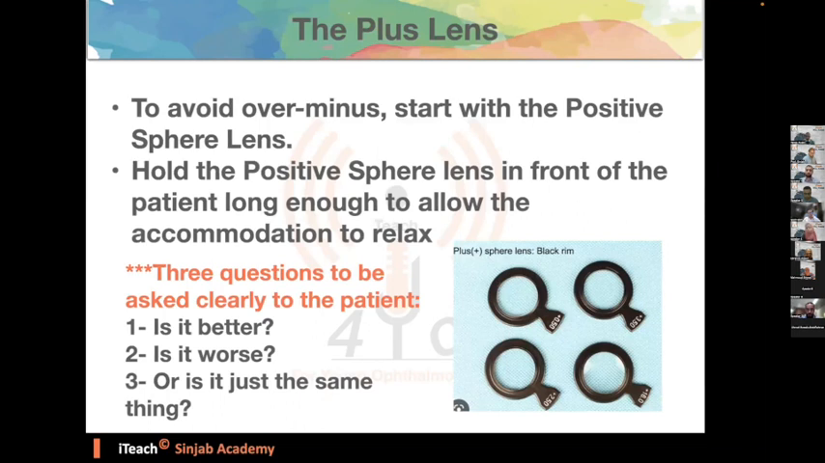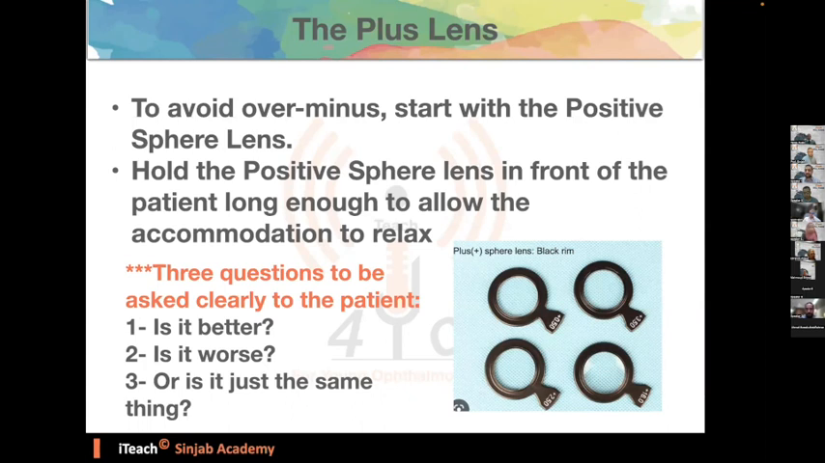Now, to avoid over minus, we have to start with the positive sphere lens. And we should hold the positive sphere lens in front of the patient long enough to allow the accommodation to relax. And we ask the patient 3 questions. Is it better? Is it worse? Or is it just the same?